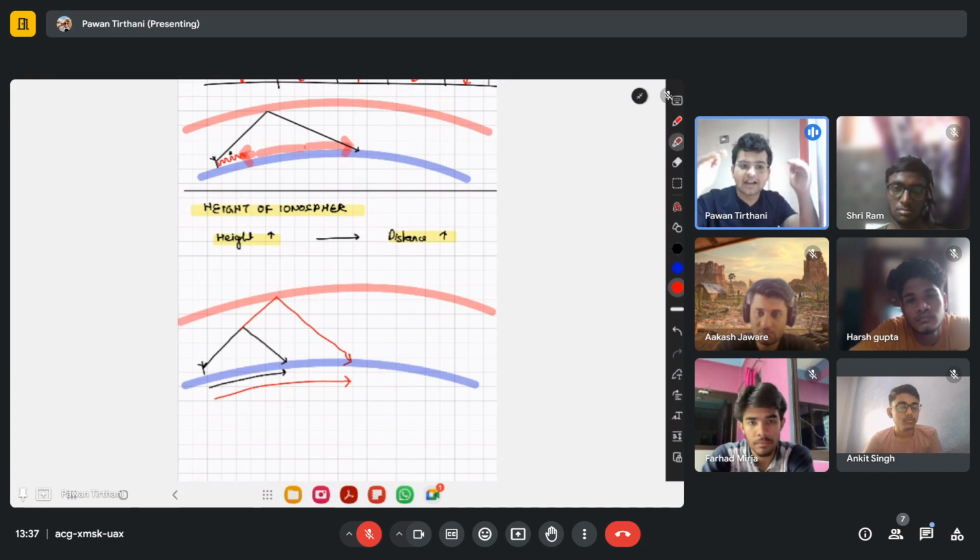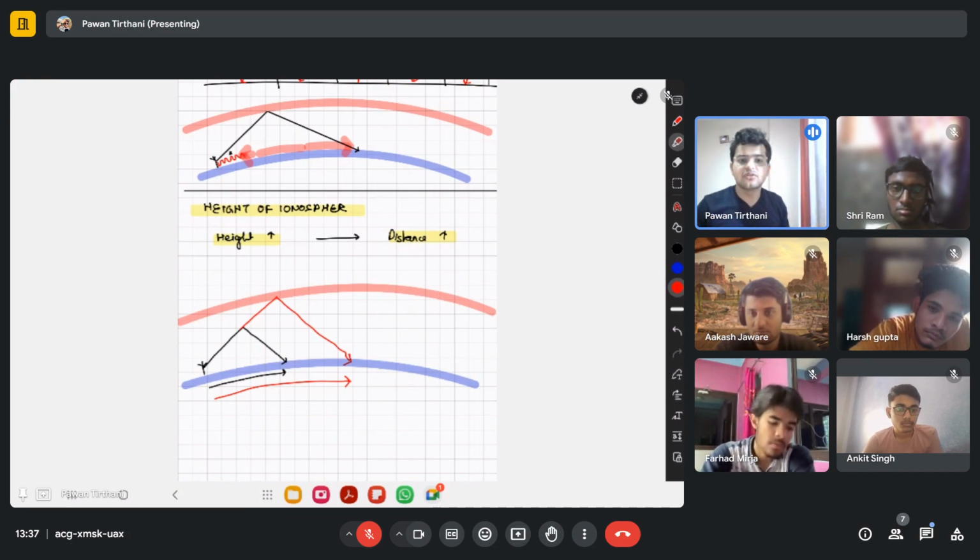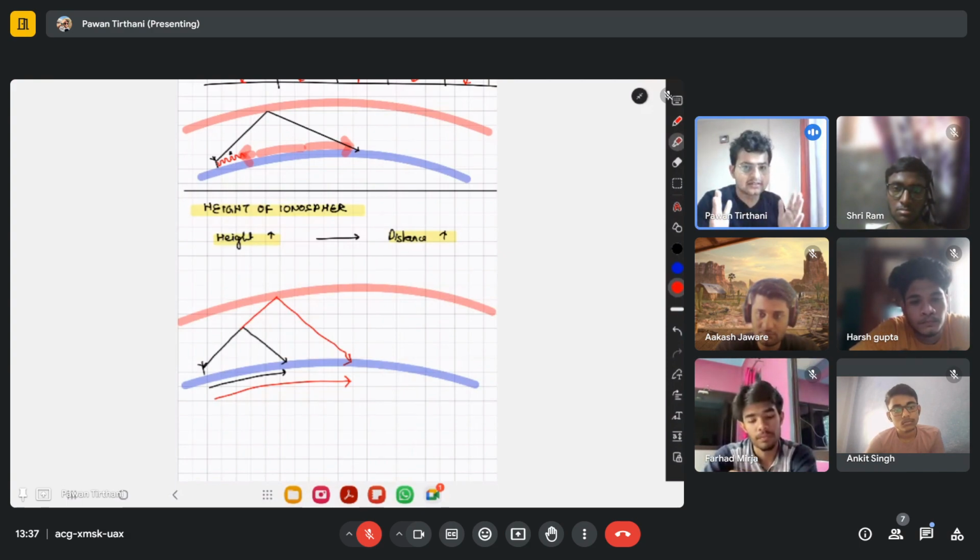Okay, so ionization decreased, so my skip distance will increase automatically, right? वो दूर तक जाएगा. It will go very, very far and come back. I don't have control over ionization. I don't have control over height of layers. So what should I do? I should decrease the frequency so that I can maintain the range.